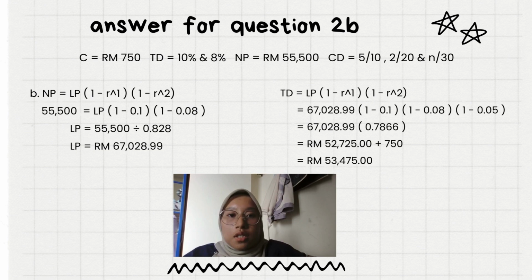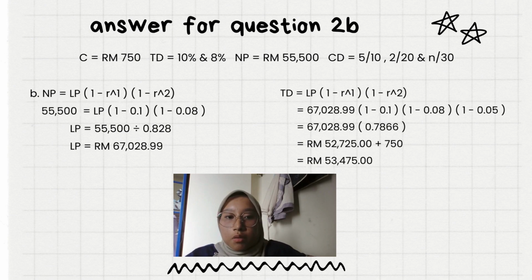Next, question B. Calculate the list price and the trade discount. So for LP, we will use formula NP equal to LP in bracket (1 minus R1) close bracket in bracket (1 minus R2) close bracket. Since we want to find LP, just put LP in the formula. So LP equal to 55,500 divided by 0.828, and the answer is 67,028 and 99 cents ringgit Malaysia.